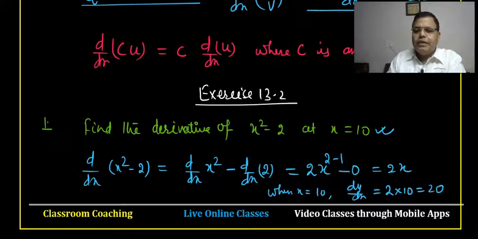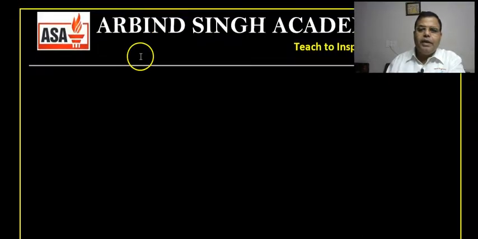So the rate of change is 20. Dy by dx is 20, and y is nothing else but x square minus 2 here. So in place of y we can write x square minus 2. So the derivative of dy dx of x square minus 2 at x is equal to 10 is 20, and that will be the answer of this question. Now the next questions are here, and that is given.